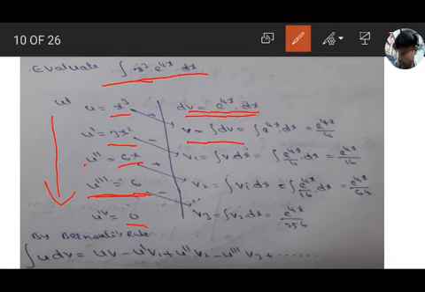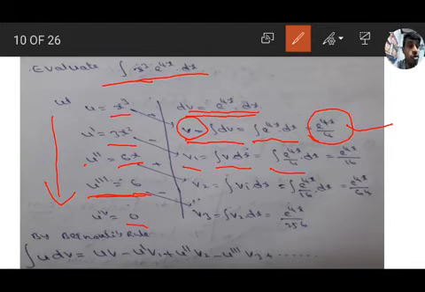v means integration of dv, that is integration of e to the power of 4x dx. Integration of e to the power of 4x is e to the power of 4x by 4. Next, v1 means integration of v. Integration of e to the power of 4x by 4 dx: 4 is the coefficient outside, and again integration of e to the power of 4x is e to the power of 4x by 4. Already 4 is there, so 4 into 4 is 16, that is e to the power of 4x by 16.